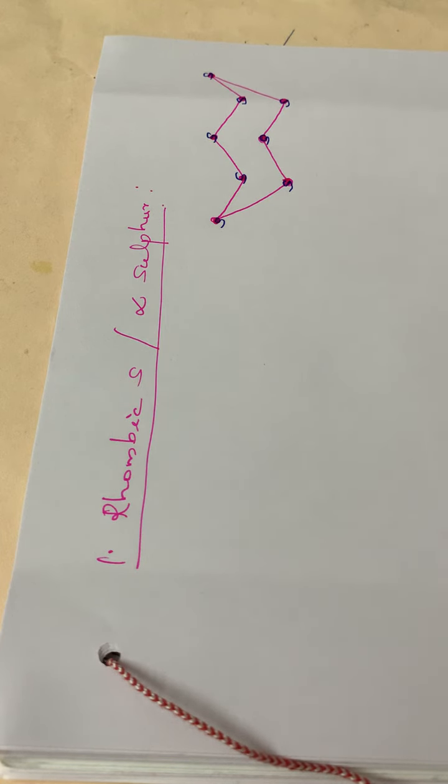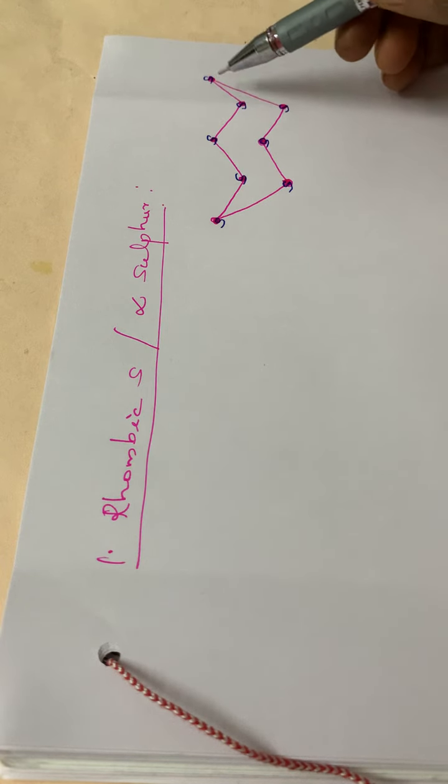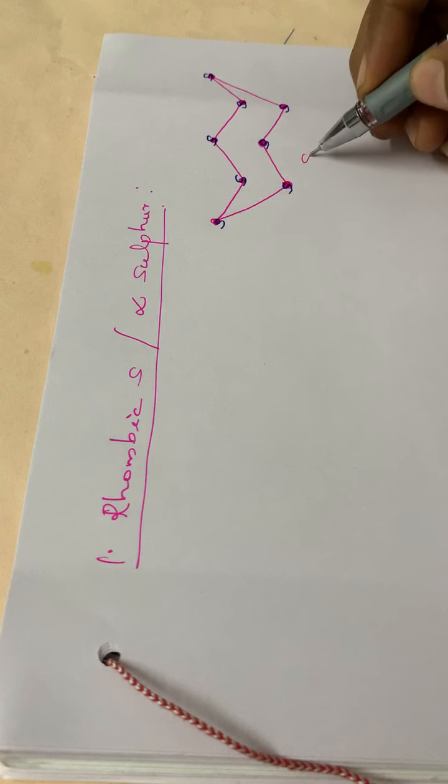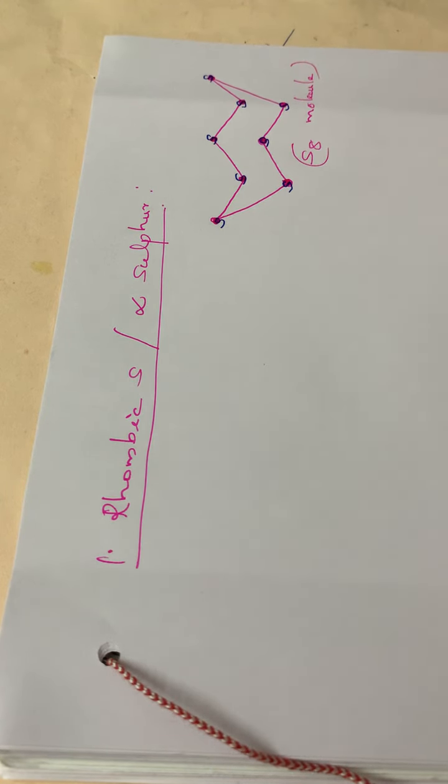So this is the structure of sulfur. How many sulfur atoms are there? 1, 2, 3, 4, 5, 6, 7, 8. Eight sulfur atoms are there. That means this is an S8 molecule. So these are discrete S8 units.